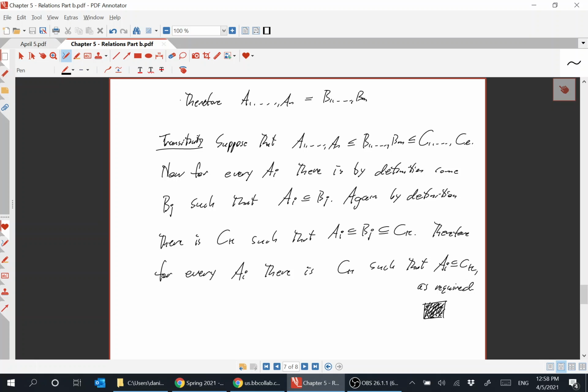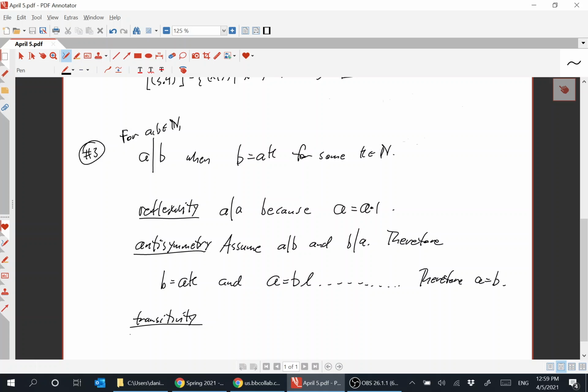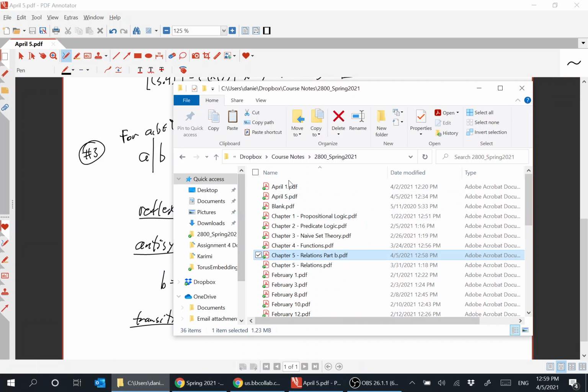So that's all for chapter 5. All we've covered really is equivalence relations, equivalence classes, and partially ordered sets, just the definition of partially ordered sets. But both of them are very important, and they get a lot of play in mathematics.